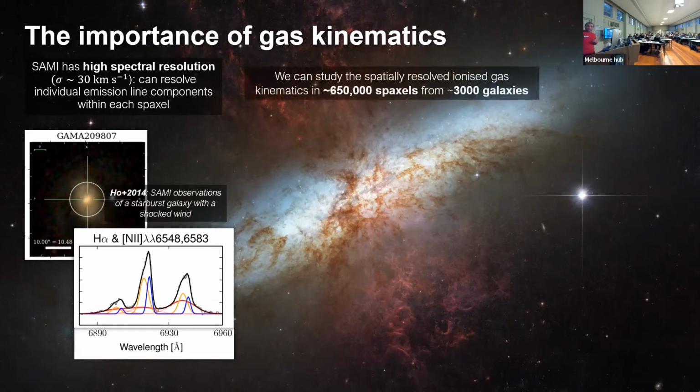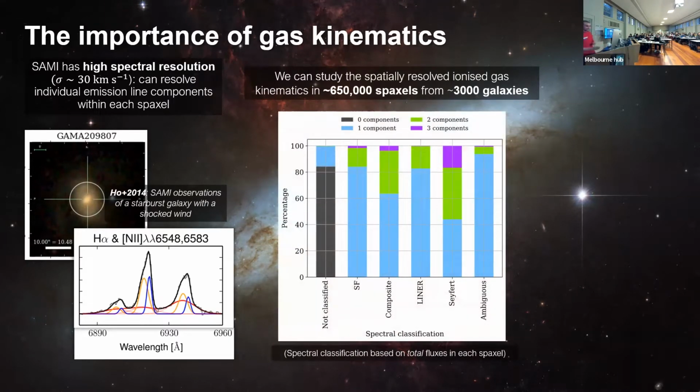And so now that the survey is complete, we can carry out this sort of analysis for over 3,000 galaxies, which gives us over 650,000 individual spaxels with emission lines. With this huge data set, we can do all kinds of cool stuff. For example, we can split the overall sample into spaxels based on what their spectral classification is. Just as a disclaimer, these are based on the total fluxes in the emission lines, not the individual components. We can look at, say, the star-forming spaxels, and we see that less than 20% of these have 2 or 3 components. But if we look at spaxels dominated by radiation from a luminous AGN, that fraction goes up to 50% or more.